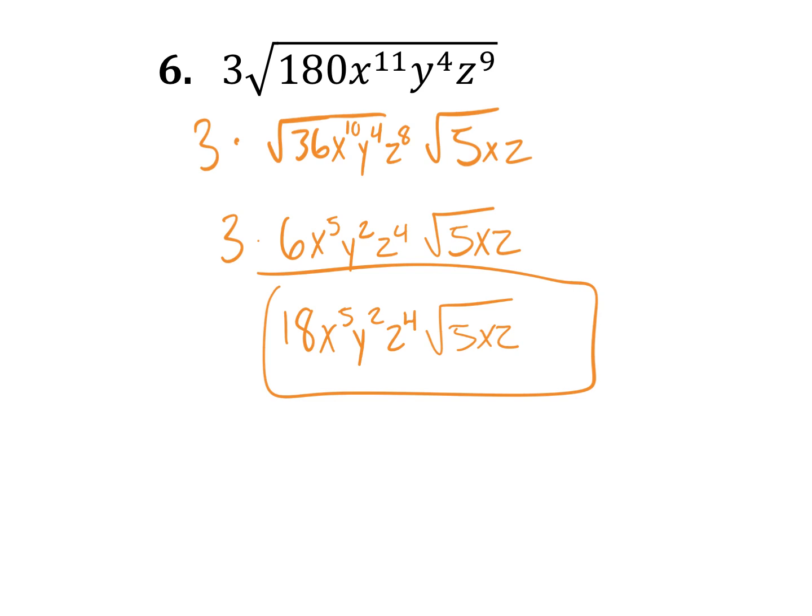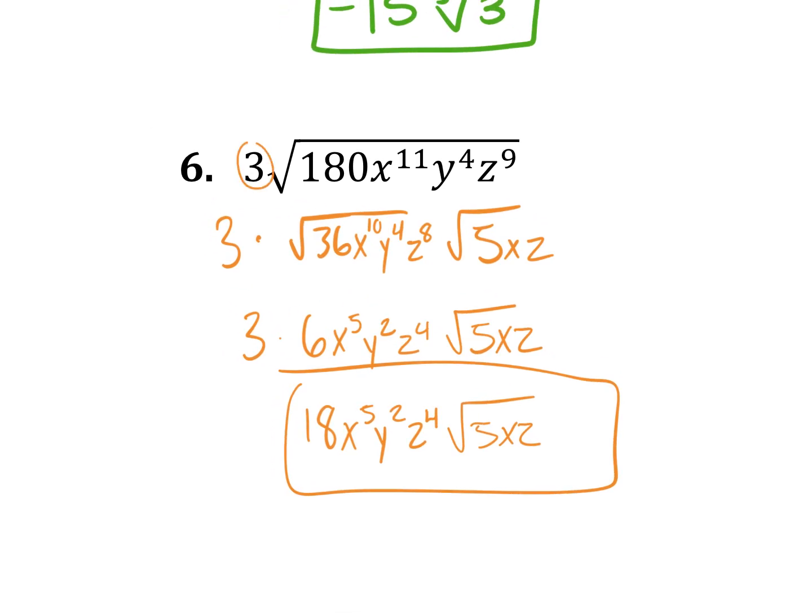Good job, team. Wait, she forgot the 3. Wait, no, she didn't. No, it wasn't a cube root. Yeah, that's a little deceiving, huh? This almost looks like a cube root, but it would be a little 3 if it was a cube root. So this is a square root. 3 out in front. Nailed it.